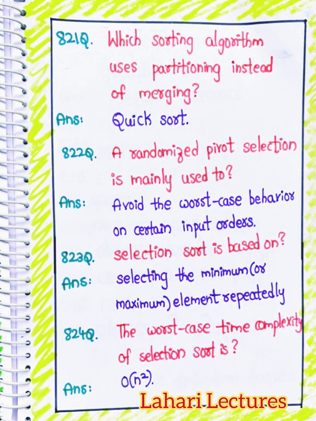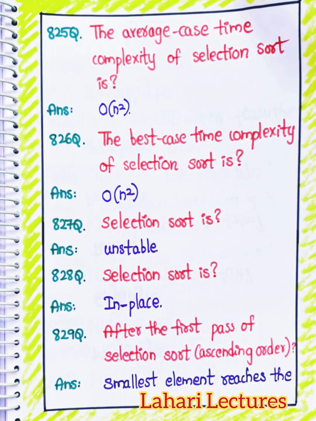Selection sort is based on selecting the minimum or maximum element repeatedly. The worst case time complexity of selection sort is O(n²). The average case time complexity of selection sort is O(n²). The best case time complexity of selection sort is O(n²). Selection sort is unstable. Selection sort is in place.